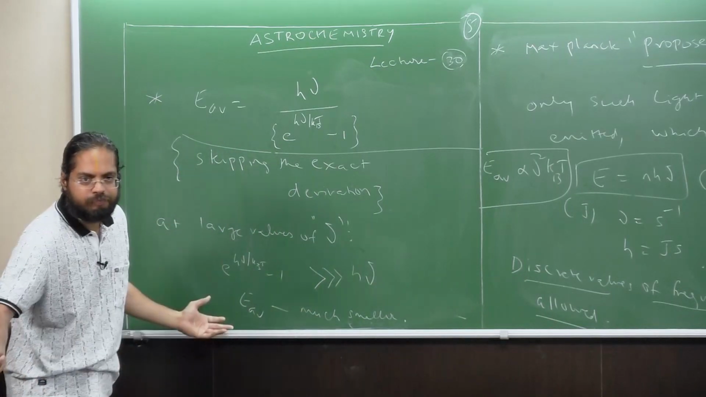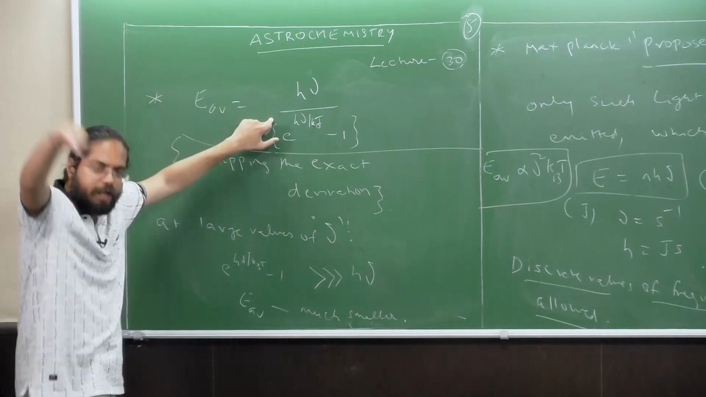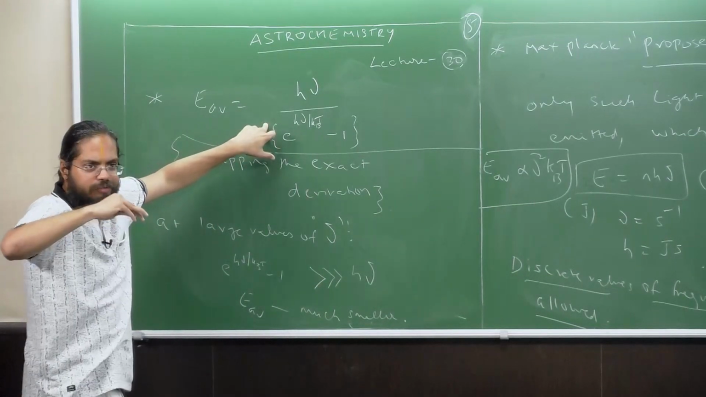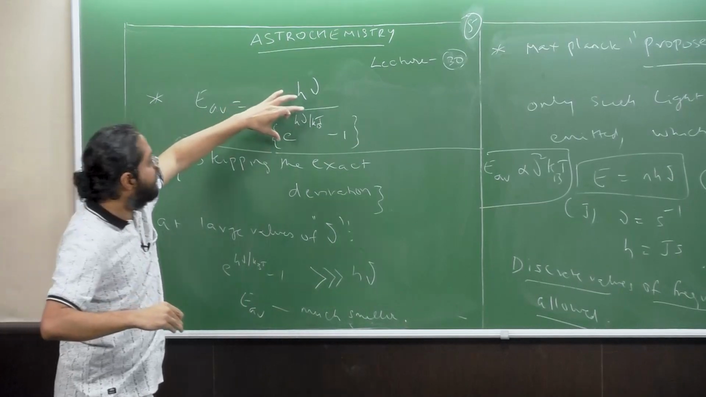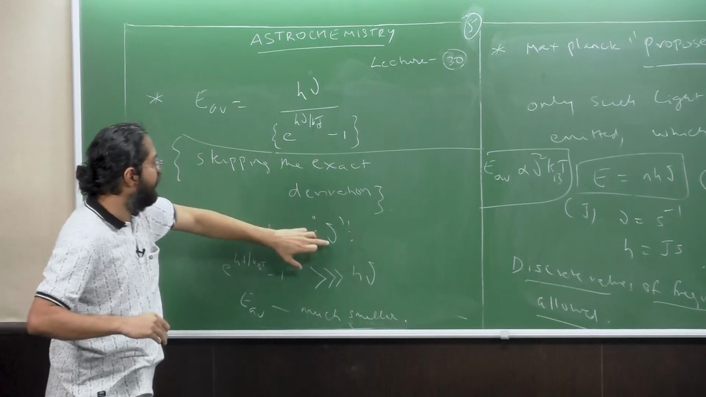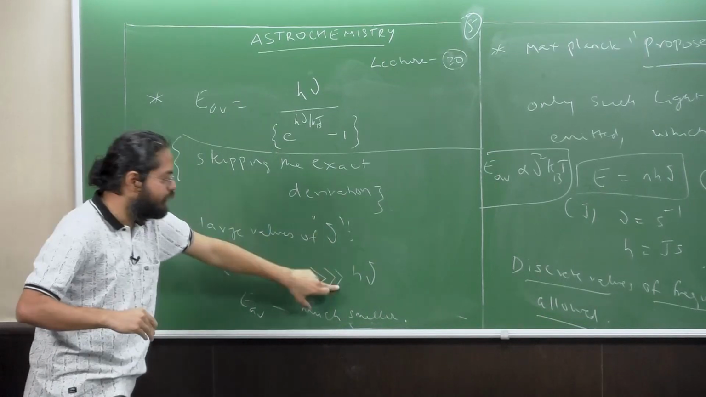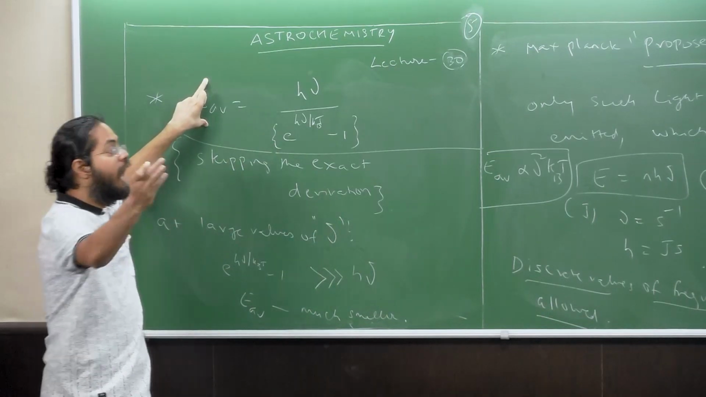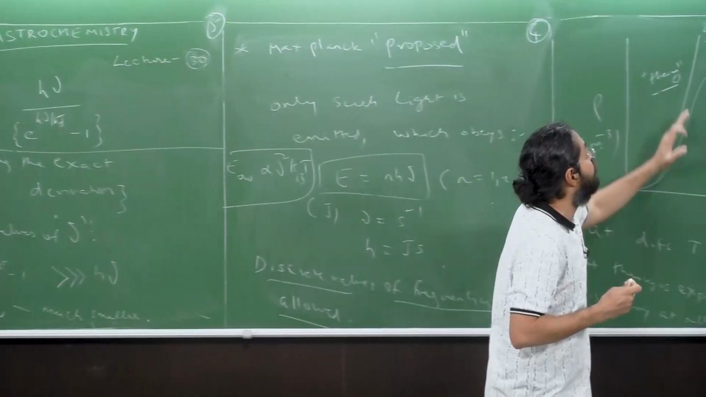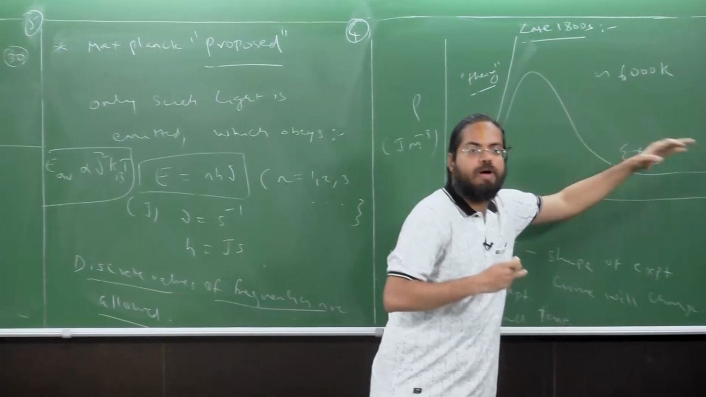Because of the exponential nature of the function, you can work on the exact graphs. At any given temperature, for large values of nu, you see that this is much greater than this. So therefore, this is going to be small. As a result, what happens is that the curve which was going up can actually be made to come down.